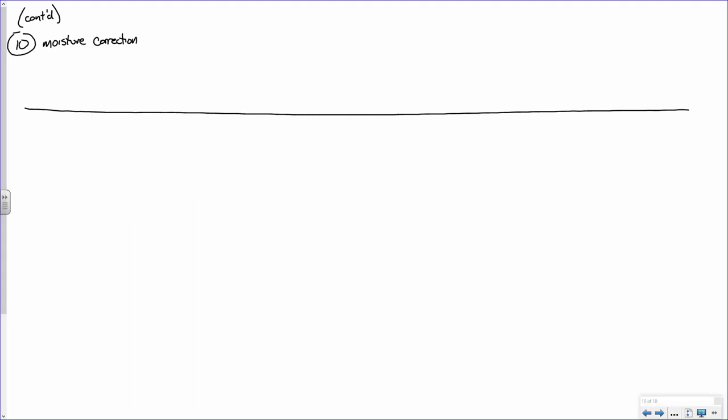So a moisture correction. Okay. Well, we're making wonderful time. All right. So let's take a look at this. All right. I'll draw myself out a big table. Okay, gravel and sand. Okay, and we're still looking at 1 cubic yard.